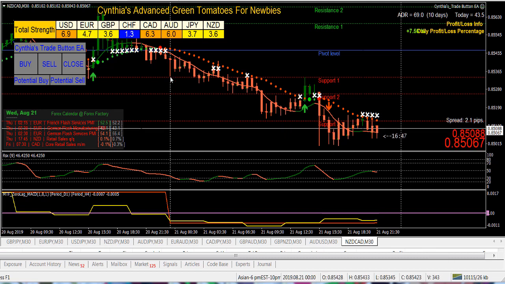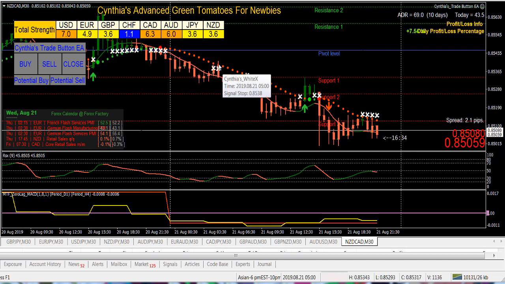Eastern when the Asian session starts. We happen to be looking at the New Zealand CAD, and it had a beautiful downtrend right from the very beginning. A little pullback, more downtrend, another little pullback, and downtrend. And this is a beautiful chart.